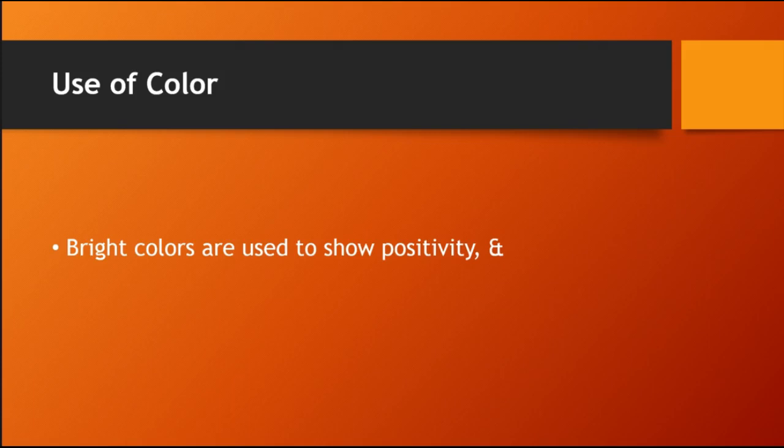Use of color. The third important element of visual design is use of color, which can contribute significantly to the visual appeal of an argument and move readers emotionally and imaginatively. Usually, bright colors are used to show positivity and dull colors are used to show negativity. Make sure your color choices do not overpower the message and all information is readable.